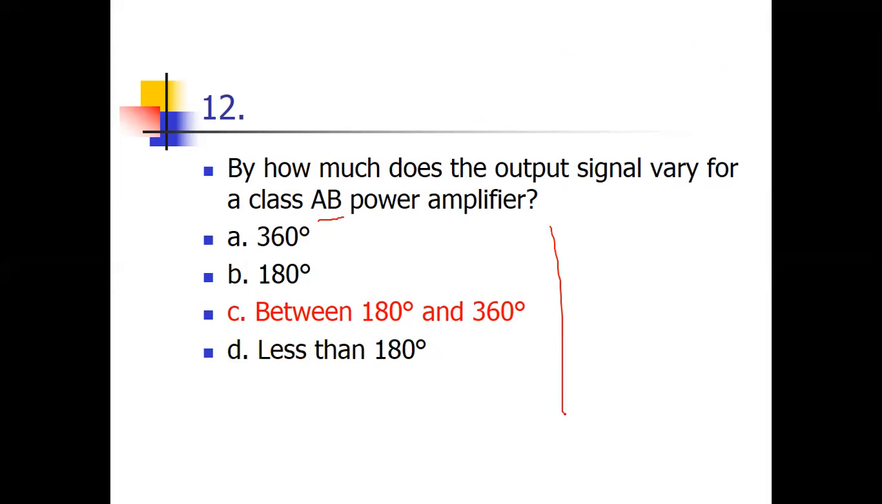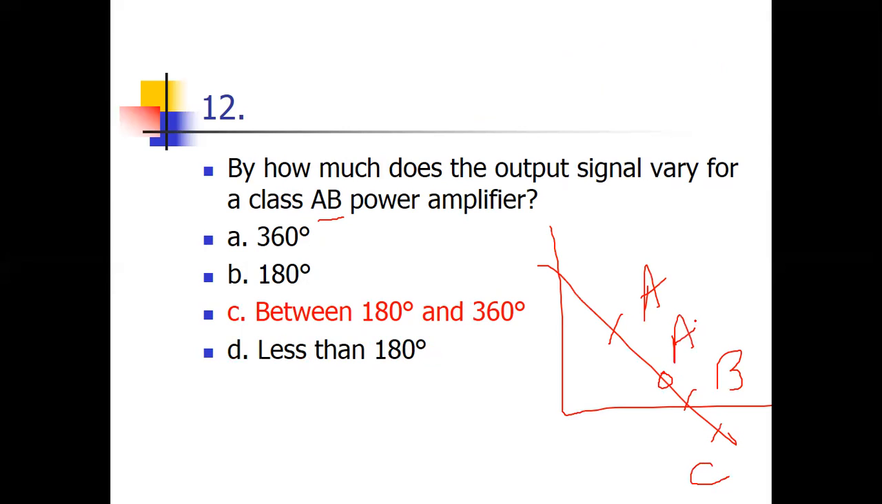Remember the trick: A is exactly in the middle, B is exactly at cutoff. Then AB is in the middle of A and B, and C is below here. The position is like this. Remember the Q point: A, AB, B, C. Now you can understand well. If the Q point is here, nothing is clipped. Understood? If the Q point is exactly here, half will be clipped. So for this it is a 360 degree angle, and for this the angle of conduction is 180 degrees.